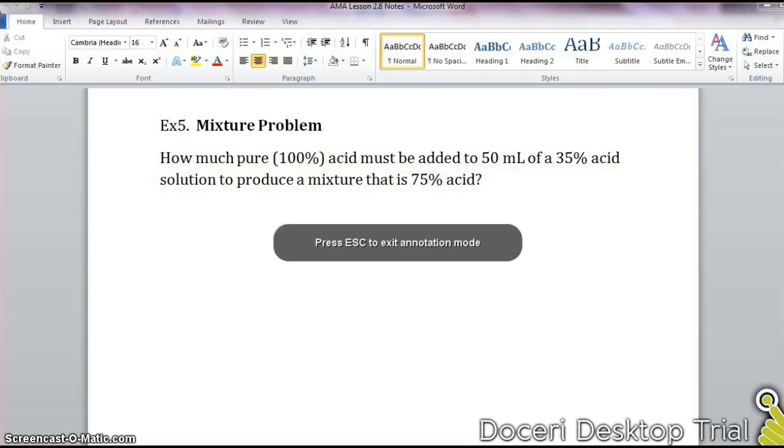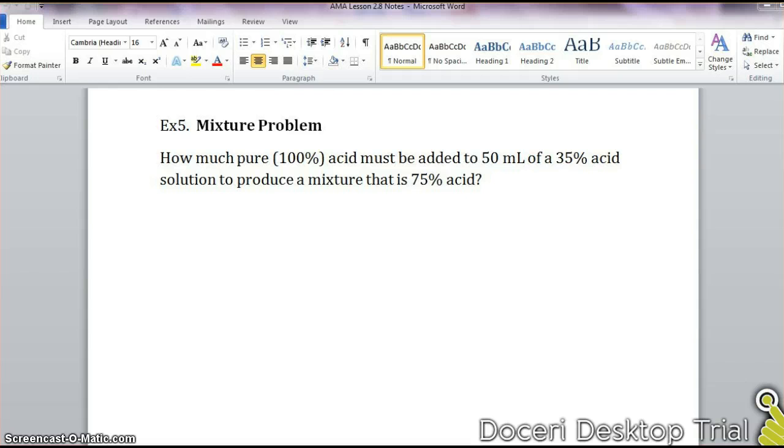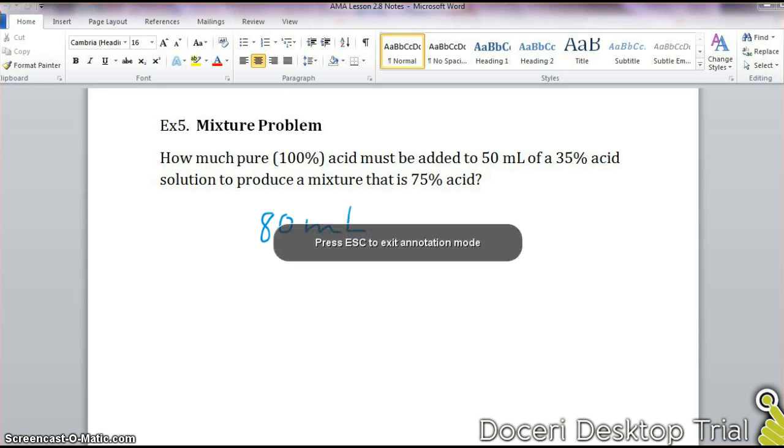All right, so we found that for example 5, to get a 0.75% or a 75% solution, we actually needed 80 milliliters of 100% acid, and that was found on the graph.